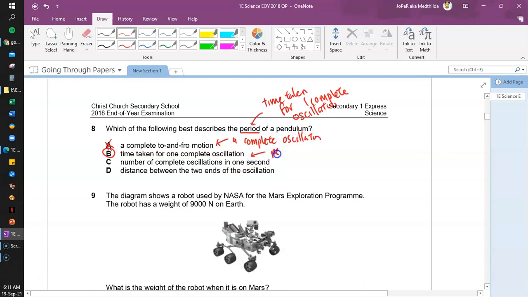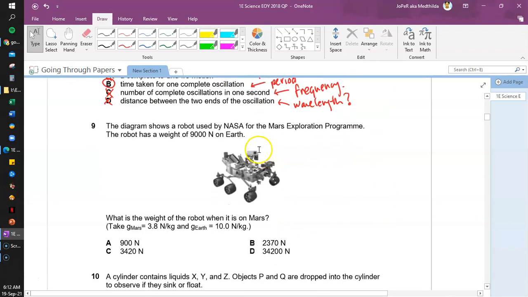This one actually describes a period. Part C actually describes frequency. So frequency is the number of oscillations per second. The distance between two ends of the oscillation, this one you have yet to learn. And this one hasn't really described anything. It could be what we call wavelength. It really depends on how the diagram itself looks. So it could be. Therefore, D is also not the answer, C is not the answer. Answer is B.